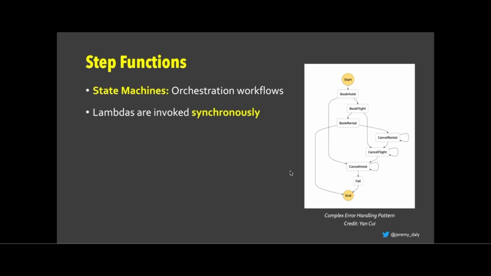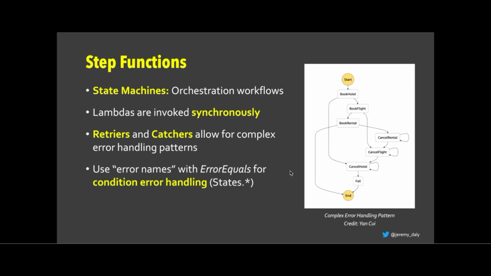So the Lambda functions themselves will all get invoked synchronously, which means that if that function fails, you want to bubble that right back up to the state machine, because the state machine has this concept of retriers and catchers, and it allows you to handle all these complex patterns. And that even sends back an error name that you can use to do conditional error handling. So let's say it's a timeout error.